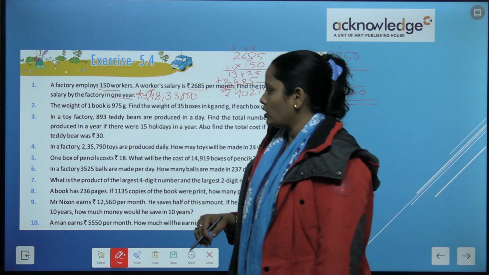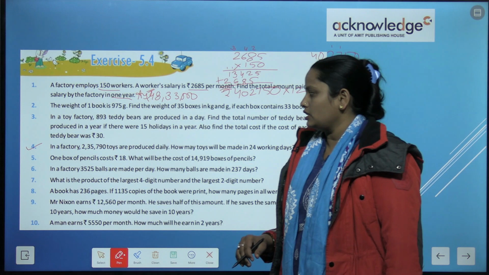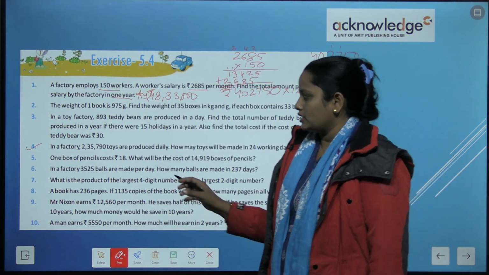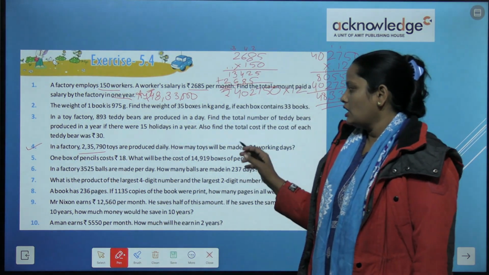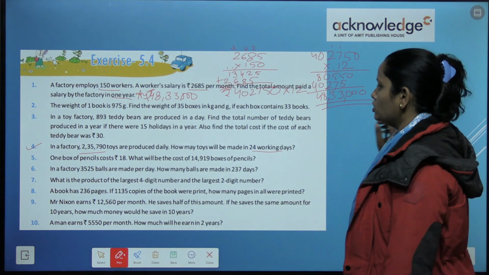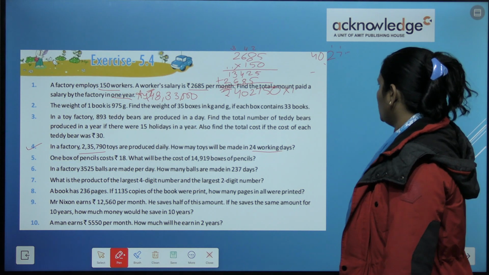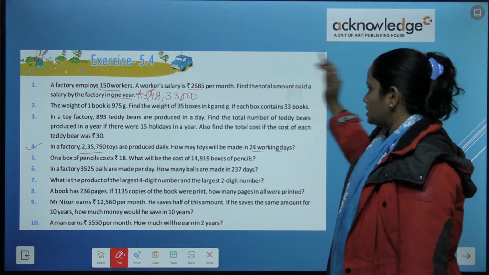Now let's do another question here. Let's do this fourth one. In a factory, these many toys are produced daily. एक फैक्ट्री है जहाँ पे इतनी टॉयज को डेली प्रोड्यूस किया जाता है. How many toys will be made in 24 working days? So एक दिन में जब इतनी टॉयज हैं तो 24 डेज में कितने टॉयज होंगे? तो हम क्या करेंगे, इस पर्टिकुलर नंबर को हम 24 से मल्टीप्लाई कर देंगे.